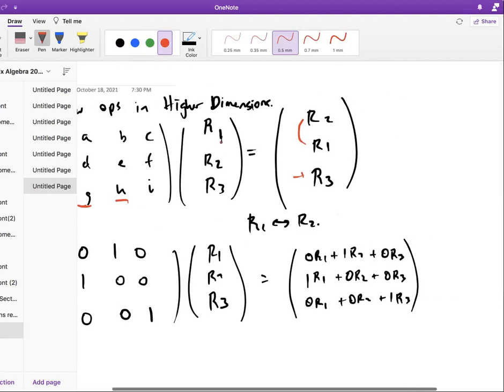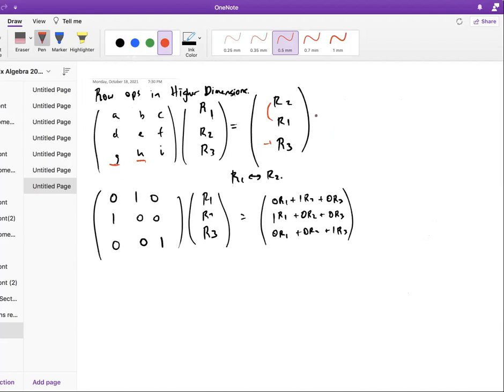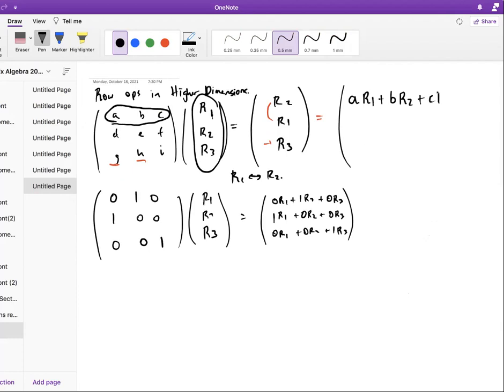So let's do the first row explicitly. So what is the first row? Is this and this. So it's A row 1 plus B row 2 plus C row 3. Now, if I want to make it into the row 1, row 2 swap, the only way I can get row 2 back is if this entry was gone and this entry was gone, and this B element is equal to 1. That's the only way I can get that row 2 back.